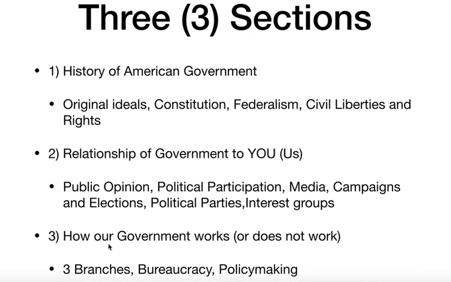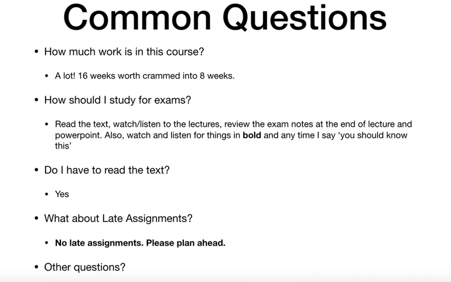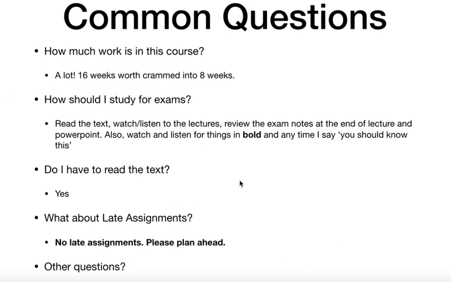We'll talk about the 3 branches of government, bureaucracies, and policymaking, both domestic policymaking and foreign. All right, so the most common questions: how much work is in this course? A lot. 16 weeks crammed into 8 weeks.